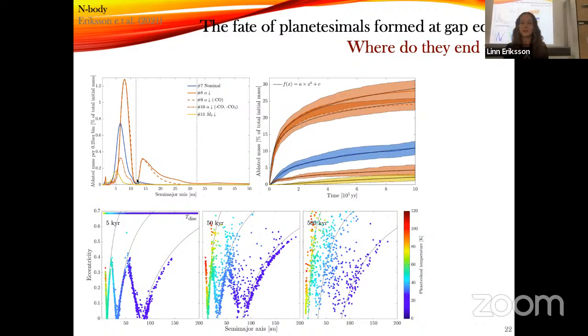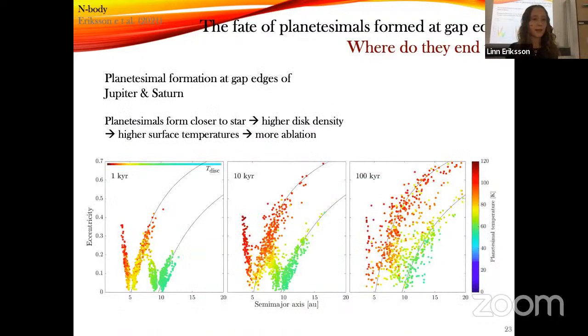Okay, but the HL Tau planets are pretty far out. So if we instead switch to consider our solar system, then if we look at Jupiter and Saturn, these are both massive planets which would have opened deep gaps when they formed, and thus likely have had planetesimals forming at their gap edges.